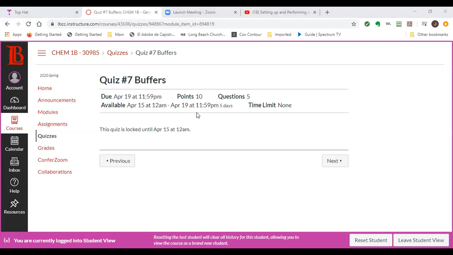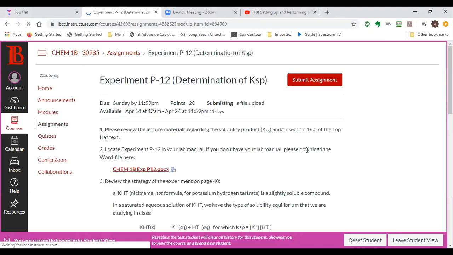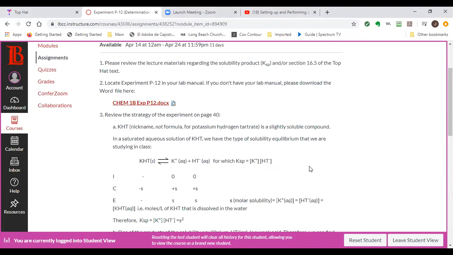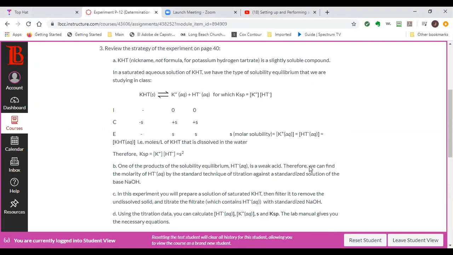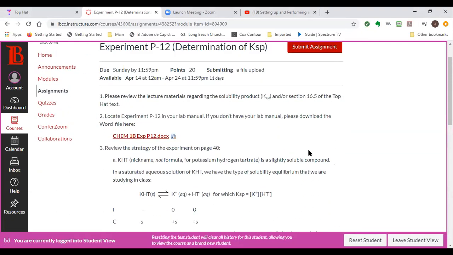But it is not due until the 19th, which is Sunday. So you have plenty of time for that. Similarly, there is going to be another experiment that's going to be up, and it is available already if you want to get started on it. Realize that the topic of it is actually something we'll begin discussing maybe tonight, but probably not until Thursday.